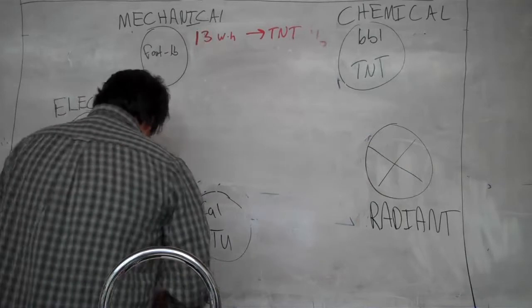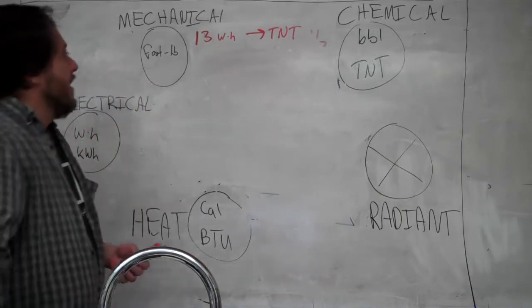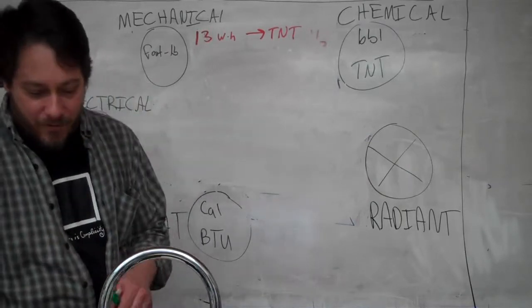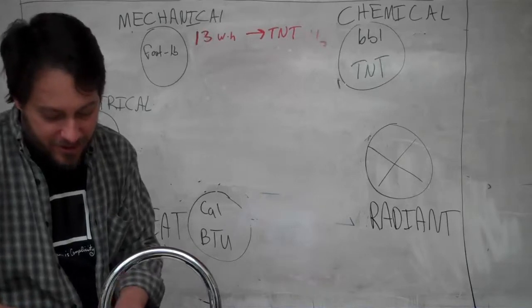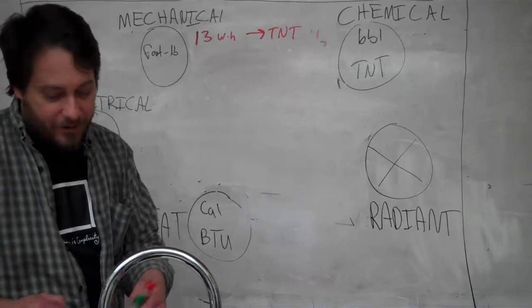Okay, so here we go. Let's use purple for this. All right, so what do we have here? We can go from tons of TNT. We can either go from calories or BTUs.